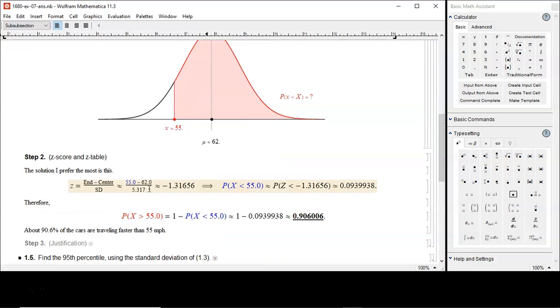End minus center over SD, or x minus mu over sigma, and standard deviation is 5.317, as you found out in part 3. Calculated, you get negative 1.31 or negative 1.32 approximately speaking. Look up the z-table and get your answer. And you get 0.093 something, this one. And then you want the other part, so subtract from 1, you get about 90% or so, 90.6%.